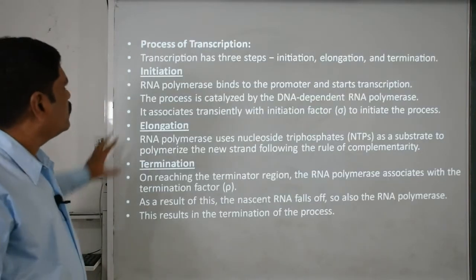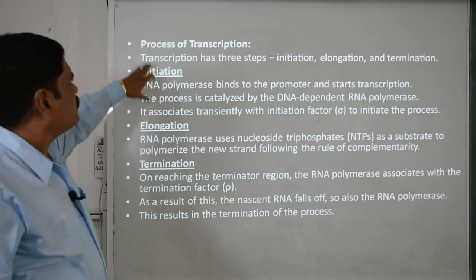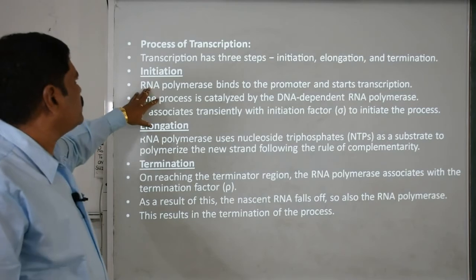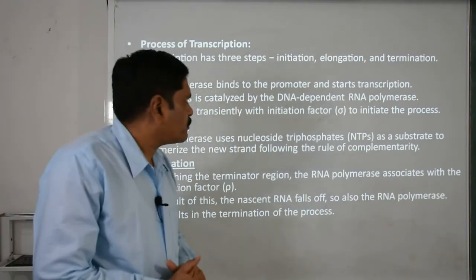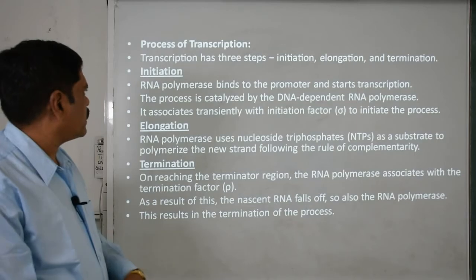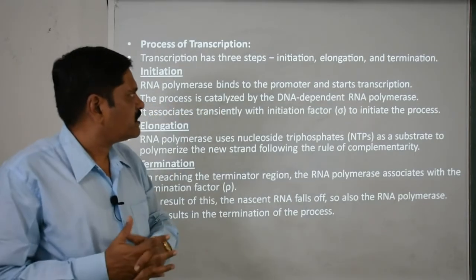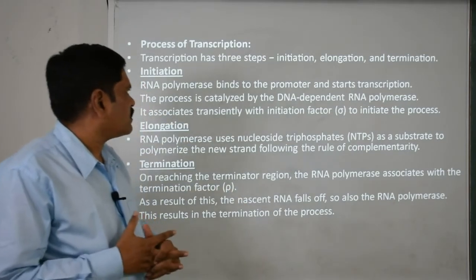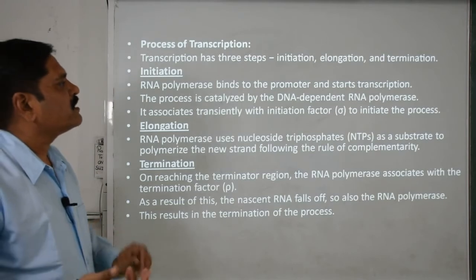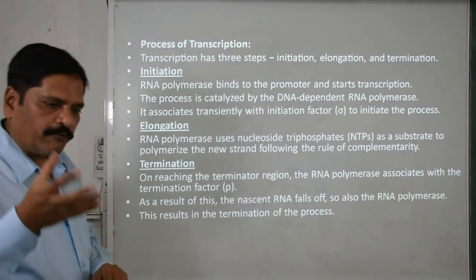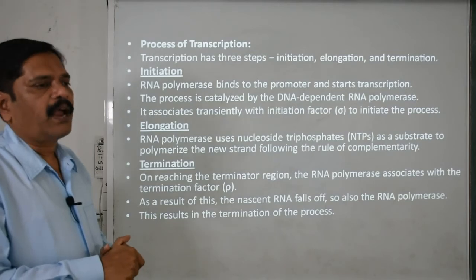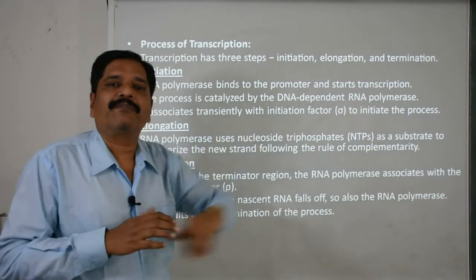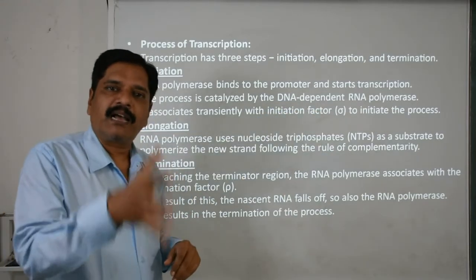Okay. Now, there is the process of transcription. Here we observe that it basically consists of three steps: initiation, elongation and termination. Clear? For the initiation, the RNA polymerase binds to the promoter and starts the transcription. The process is catalyzed by the DNA dependent RNA polymerase enzyme and it associates transiently with the initiation factor, that is the sigma factor, to initiate the process. So, first of all, initiation. And who is basically responsible? That is the DNA dependent RNA polymerase enzyme. And what is the precursor here? That is the RNA polymerase.